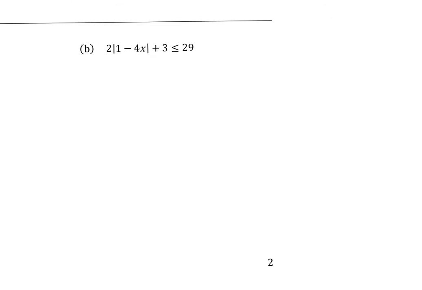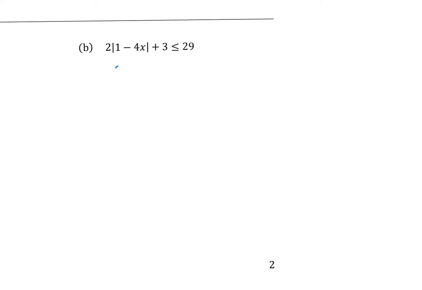And one more, we'll look at B. Again, I don't know how I can get rid of these absolute values until I isolate the absolute value, keep it by itself on one side of the inequality. The first thing I'm going to do is subtract 3. Now remember, subtracting numbers from both sides of an inequality does not mean you have to flip the inequality. I'll have 2 times the absolute value of 1 minus 4x is less than or equal to, subtracting 3 from both sides gives me a 26.